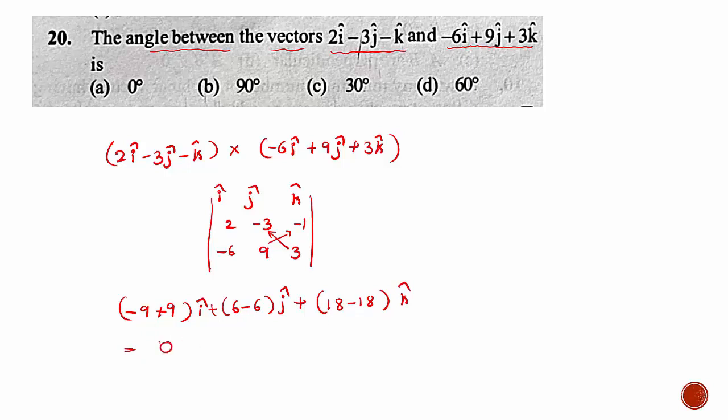So what does it indicate? The given vectors are parallel to each other. If they are parallel to each other, the angle between them is 0 degrees. You can observe A cross B is equal to AB sin theta. If theta equals 0 degrees, what is the answer? AB sin 0 means 0. That indicates the given two vectors are parallel to each other. So the angle between these two vectors is how much? 0 degrees.